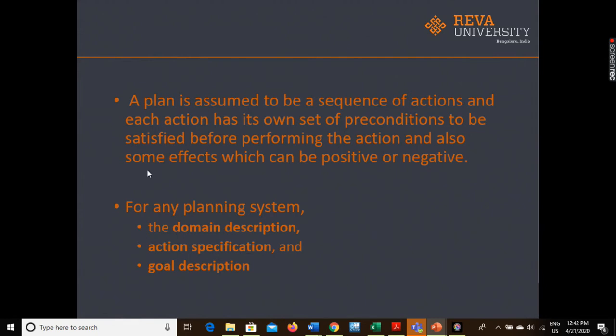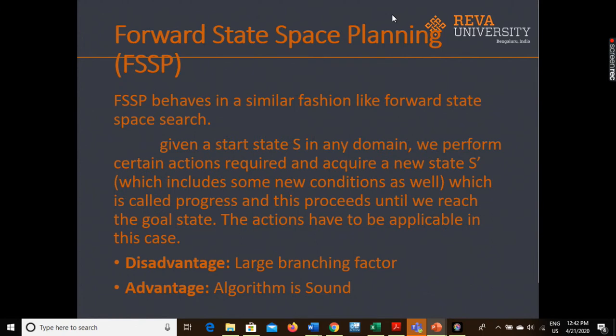Fine. Now, for any planning system, the domain description is important. Along with that, the action specification, which has a set of preconditions, and the goal description is required. Now, there are two ways of planning a particular scenario in order to get from the start state to the goal state. In forward state space planning, we start from the start state and then find all possible solutions in order to reach the goal state.